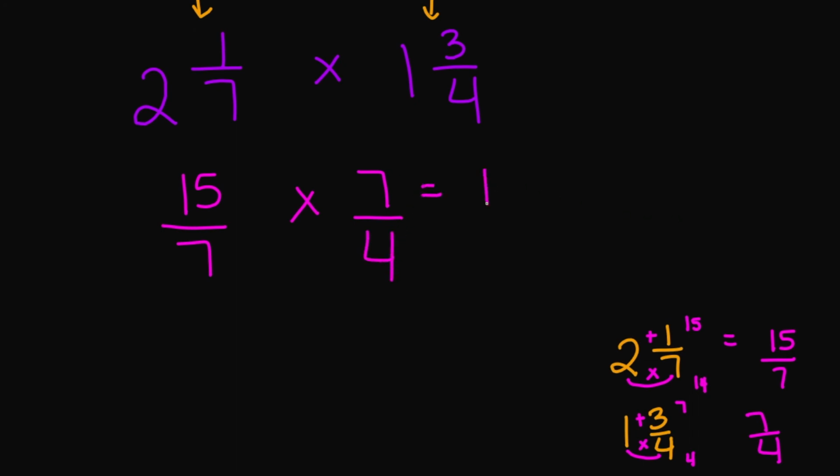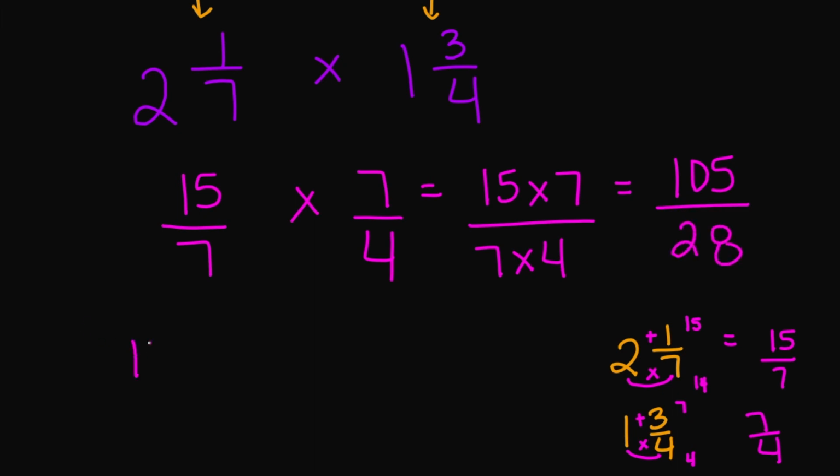So my numerator, we have 15 times 7. In my denominator, we have 7 times 4. 15 times 7 is going to give us 105. And then 7 times 4 is going to give us 28. So we have 105 over 28.